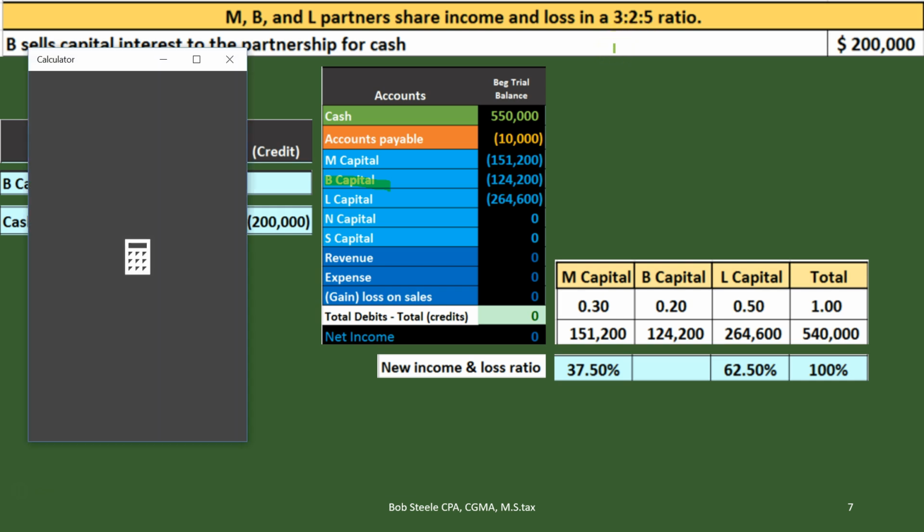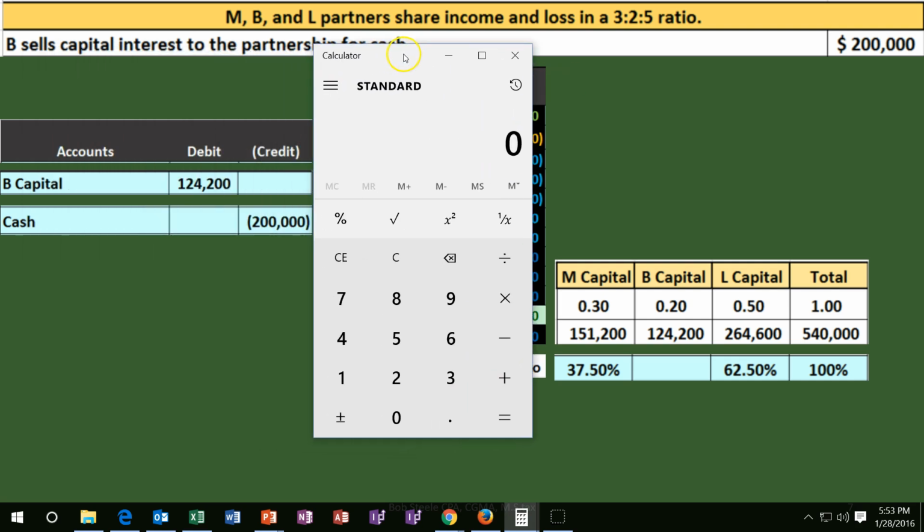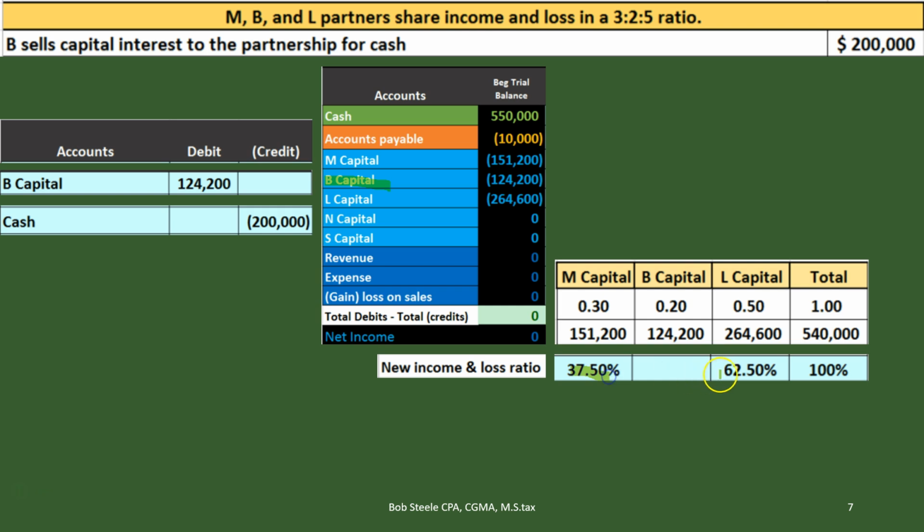So if we think about our new ratio, then we could think that we have a 3 out of a 3 plus 5 is 8 divided by 8. So our new ratio would be 0.375 or 37.5% for M. And then if we think about L, had 5 over the 3 plus 5 or 8. So we can say that we have a 0.625 or a 62.5. So our new ratio that we're going to allocate this amount by, this difference by, will be the 37.5 and the 62.5.